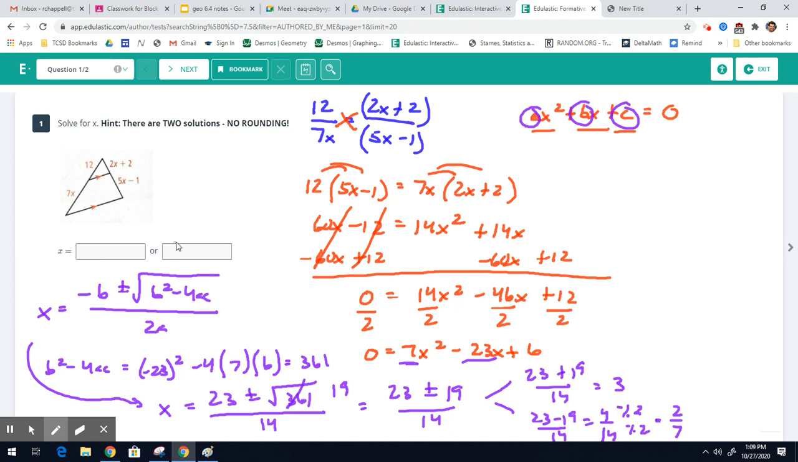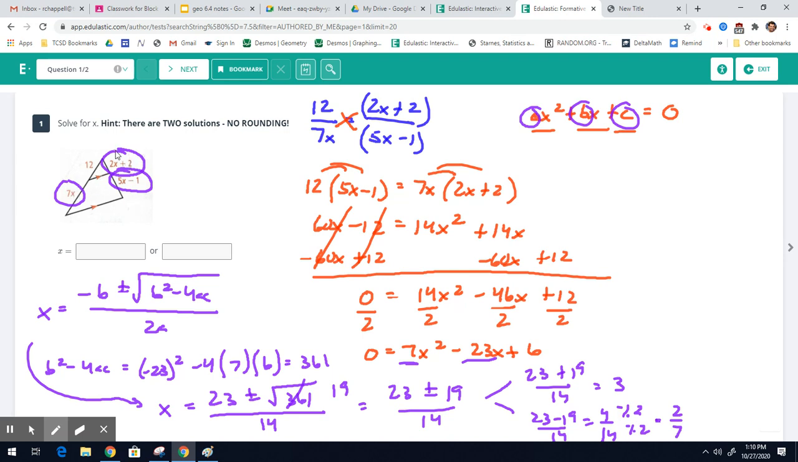Now I tell you that there are two answers. The one thing you must check is to make sure that none of your values are negative, right? So if you plug in 3 here, that's positive. If you plug in 3 here, that's positive. If you plug in 3 here, that's positive. If you plug in 2/7, that would be positive.